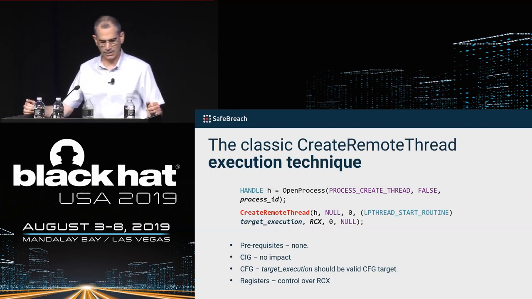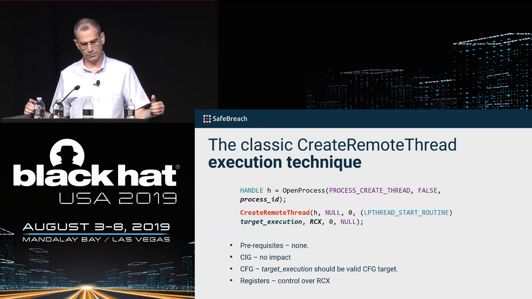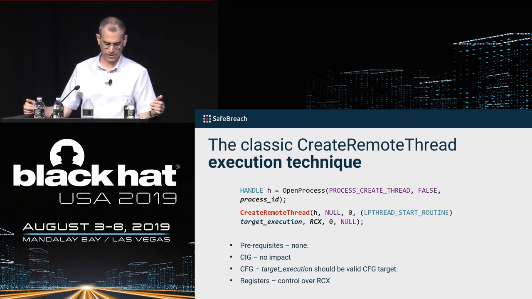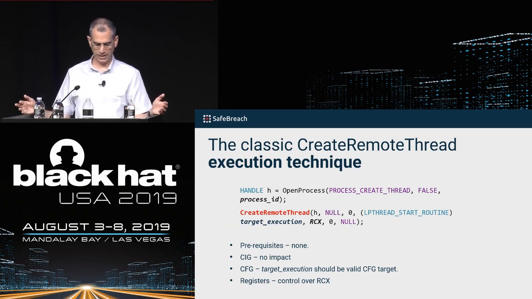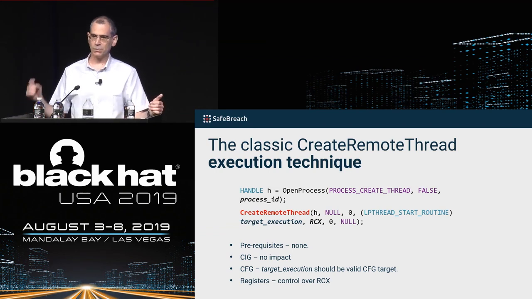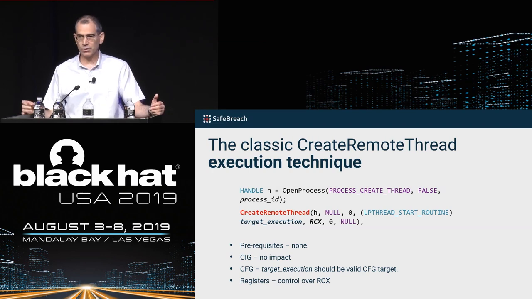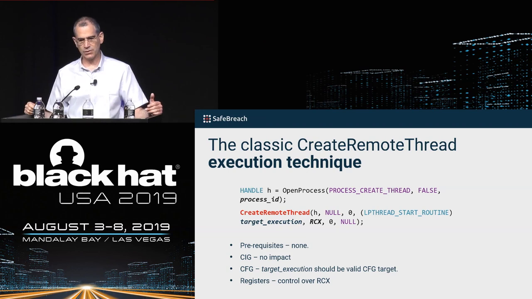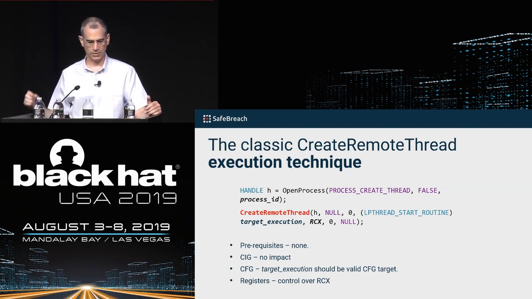And finally, there's the classic execution technique, where using CreateRemoteThread has no prerequisites and no impact for CIG. For CFG, the target execution should be a valid CFG target, meaning Windows will check at the remote process if the address is CFG valid, and if it's not, it will crash. And as for registers, we only control a single register, RCX, so whatever we invoke here has to take up to one argument.